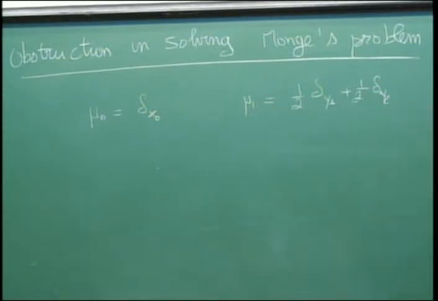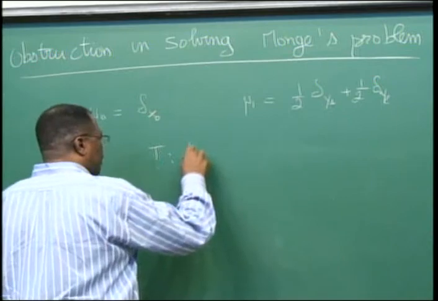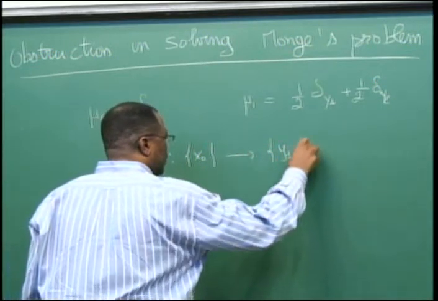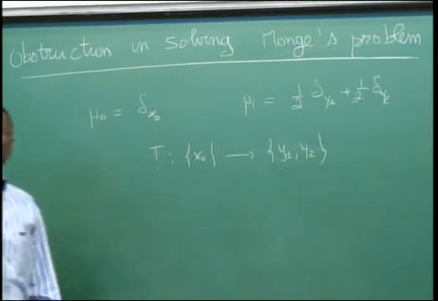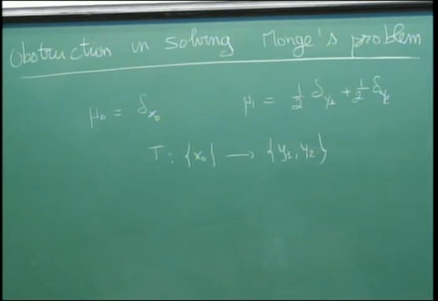There is no map which is going from x onto y1, y2. And so there is no transport map which is going to transport mu0 to mu1. Any question?